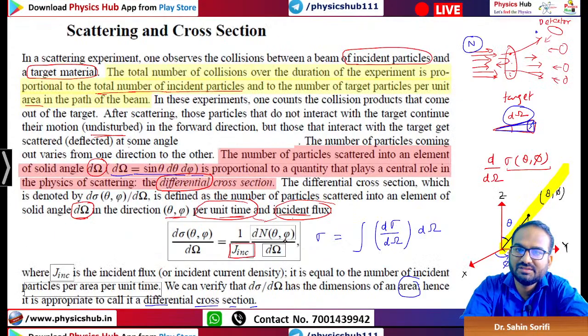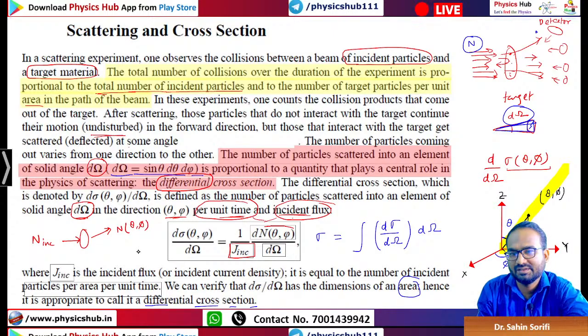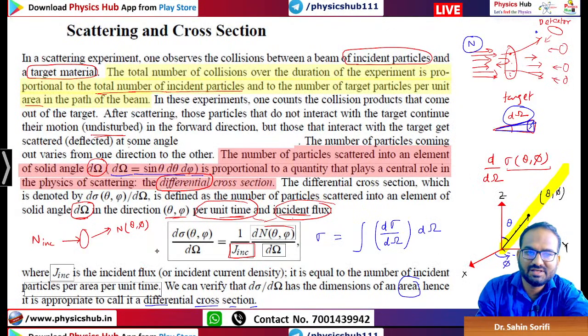To clarify, this n is not the incident one. This n of theta phi is the number of particles scattered in the angle of theta phi, but the number of flux will be denoted by, let's say, n, which is going in the forward direction. It is like n may be incident, then it is hit by the target, then it may be scattered in different directions, so that may be denoted by n of theta phi. But don't confuse it. So this n incident is included here in j incident.